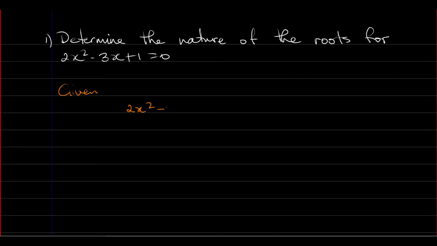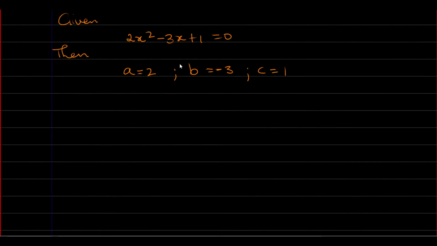2x squared minus 3x plus 1 equals 0, then if I want to use my quadratic formula, I notice that I will have a equal to 2, b equal to minus 3, and c equal to 1. And I can determine my nature of roots by just simply using the discriminant formula. The discriminant would therefore be d equal to b squared minus 4ac.